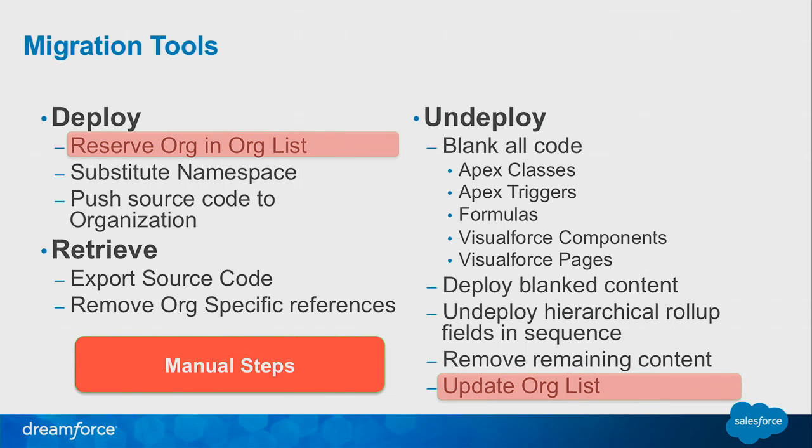If you look here, we've got to reserve the list in the org. So like I showed you earlier, the list of orgs we have, we need to make sure that we've reserved an org that's free. And if we're undeploying, when we've deleted all the code, we need to make that org available again. So we need to clear that record in the list so that other people can use it.